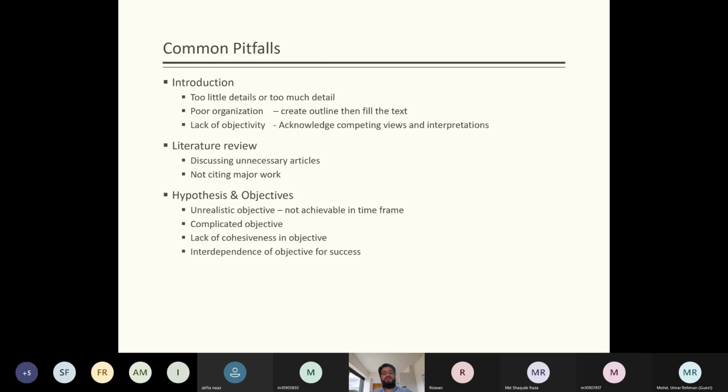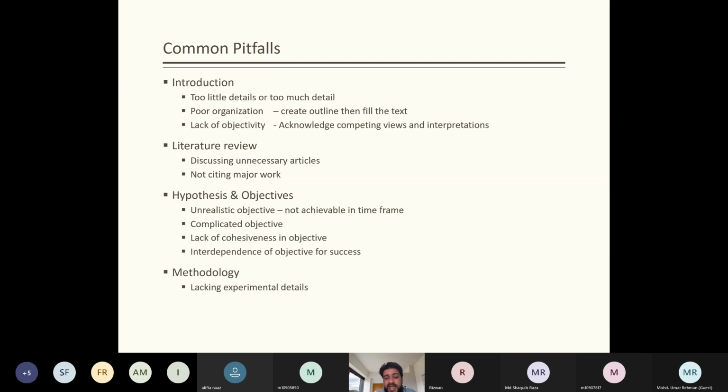Next is interdependence of objectives for success. In the previous point I mentioned lack of cohesiveness, which is basically that objectives should be relatable, but they should not depend upon each other. Let's say you have three objectives, and the second objective depends only on the success of the first objective. What will you do if your first objective fails? You need to avoid that dependency. Even if your first objective fails, something you are not able to prove or justify, you can still justify the second objective.